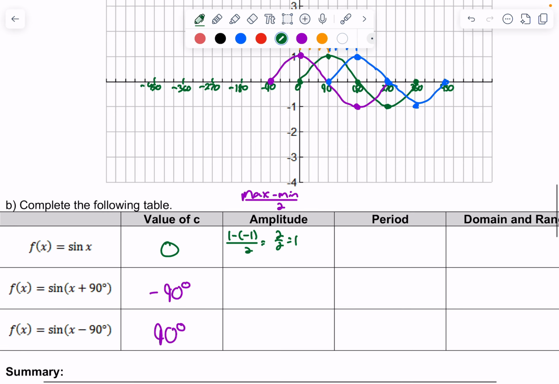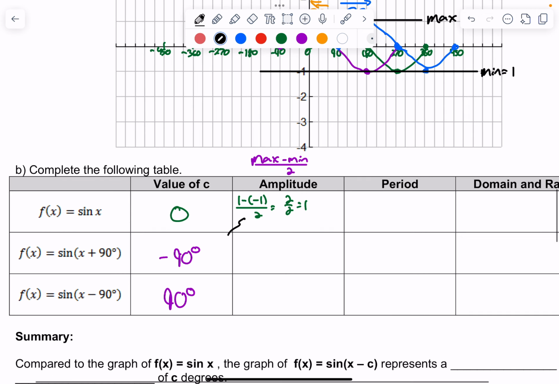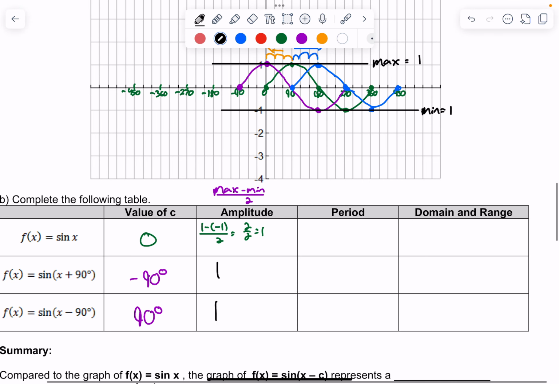But notice how all of these have the same maximum, right? Like if you look, they all have the same max. Max is equal to 1 across all 3. And look, across all 3, you have the same min. The min is equal to negative 1. So you're essentially applying this formula 3 times. So each one of these will have the same amplitude. You have not changed the distance between your max and your min.